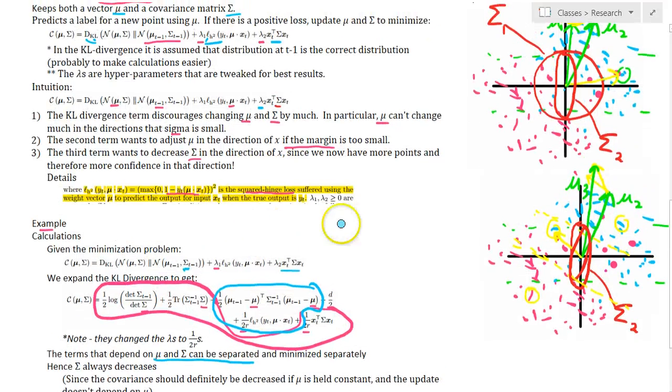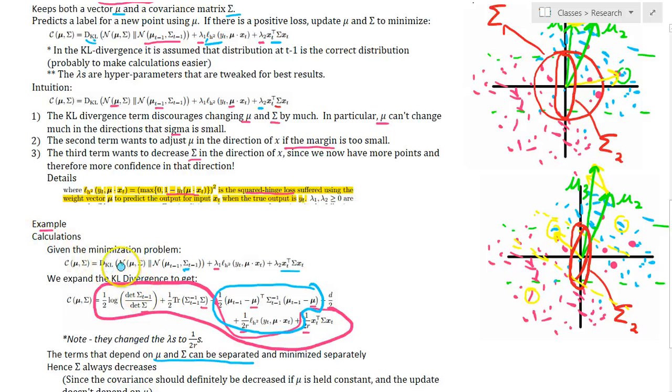And so then we looked at the actual calculations. You plug in for the KL divergence what it actually is. We noticed that the sigmas and the mu's, those terms could be separated, which means we could minimize with respect to mu and with respect to sigma separately. And this corresponds to exactly what I was saying here.